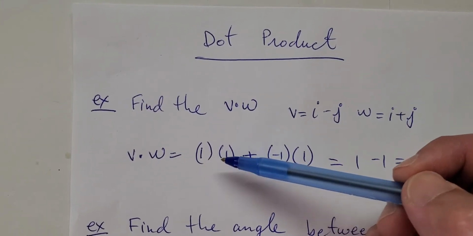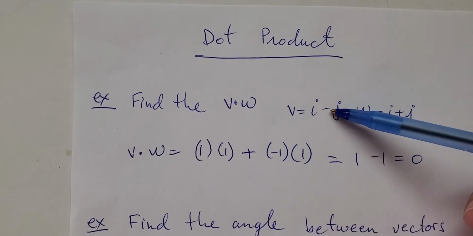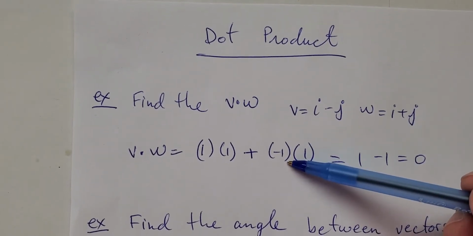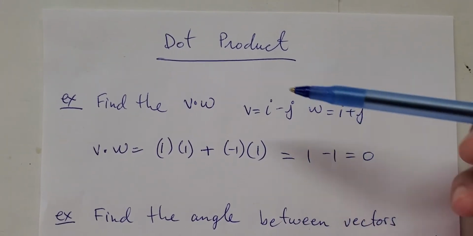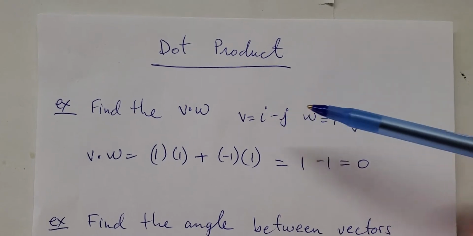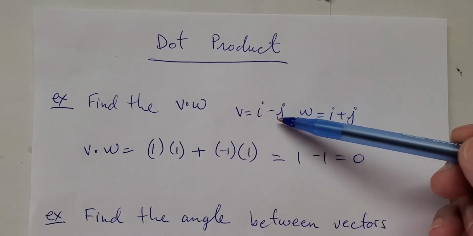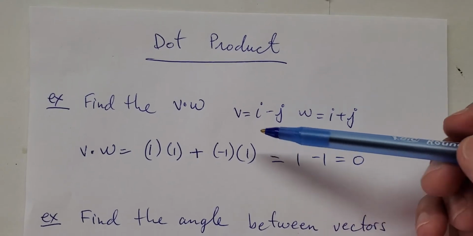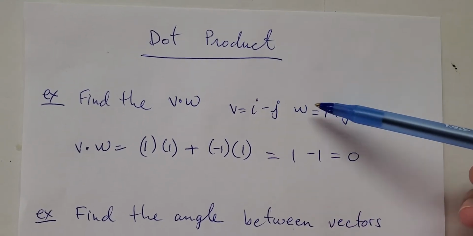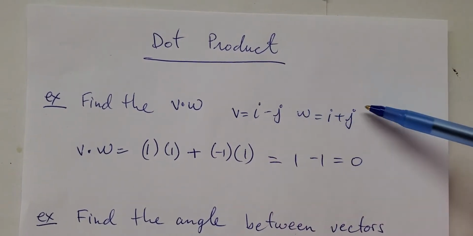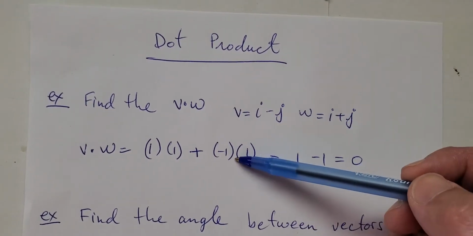There's the 1, 1. Always by a plus. -1 times +1. There it is. So one more time, when you do the dot product, make sure i with i, j with j. Now focus on the coefficient. 1 times 1, right there. Always by plus, -1 times +1, right there.